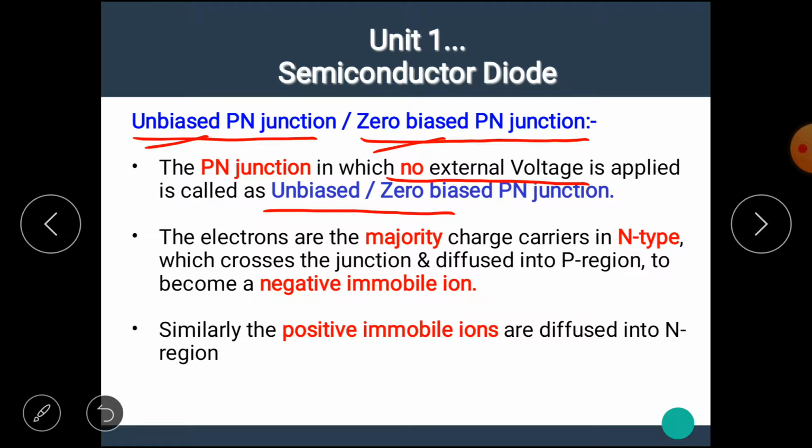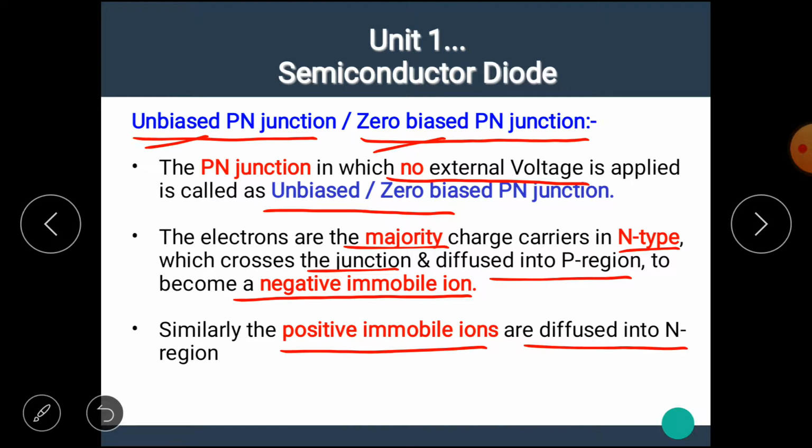What happens in this unbiased or zero bias junction? Let's see. The electrons, which are the majority charge carriers in n type, cross the junction and diffuse into the p region to become negative immobile ions. Similarly, the positive immobile ions are diffused into the n type region. Let's see this statement on the diagram.